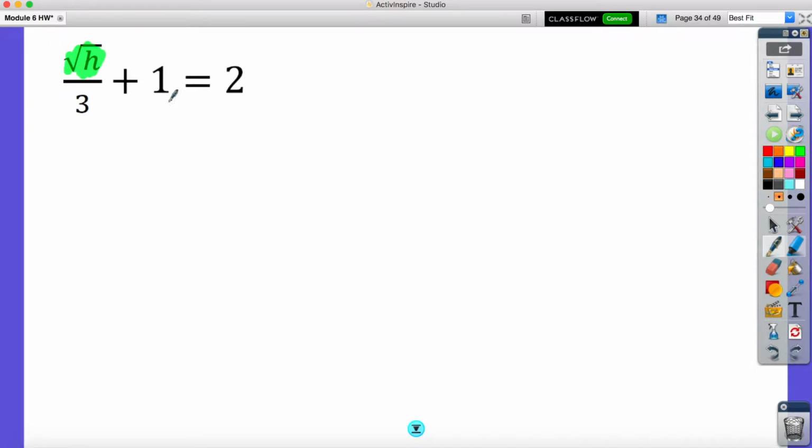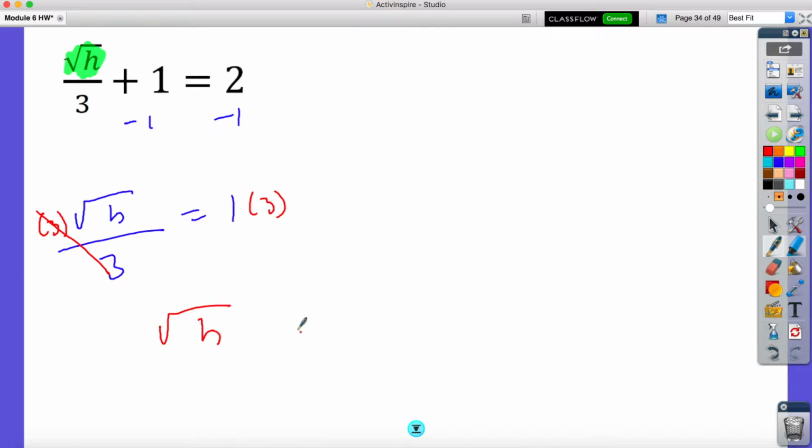First I need to eliminate this 1 by subtracting 1 on both sides. This gives me radical h all over 3 is equal to 1. Then I multiply both sides by 3 to eliminate the 3's, and this gives me radical h is equal to 3. So far this is very similar to other problems we've done. Now this is where it gets a little different. In order to eliminate a square root, we need to do the inverse operation of it, which is square it. That will eliminate the square root and the h to give you h equals 9. Okay? And then you're done.